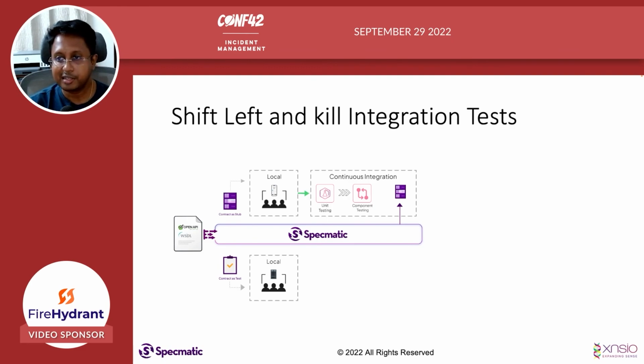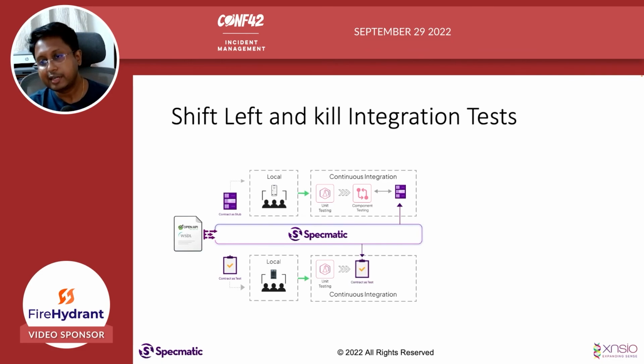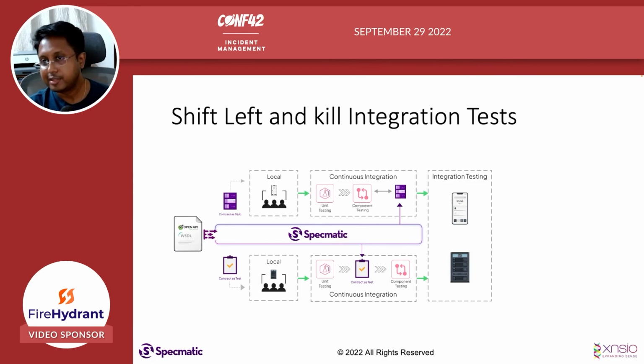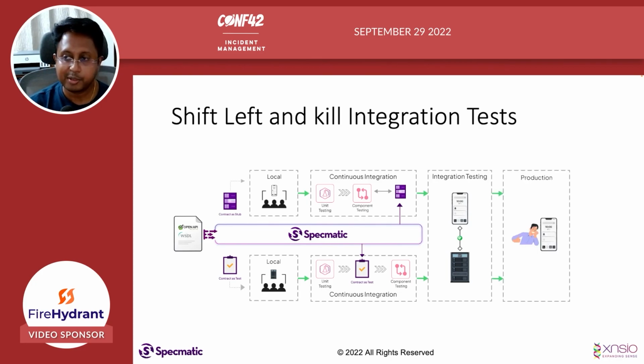So now that you've been able to emulate the provider for the consumer, let's look at what happens for the provider itself. After the unit testing is done, we run the contract test first to verify that the provider is adhering to the API specifications, and only after that we run the component testing. Now that we have adhered to the API specification both on our local and on our CI for both the consumer and the provider applications, we can confidently deploy to the integration testing environment and be sure that it's going to work.